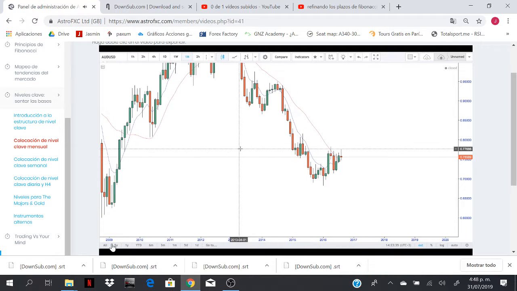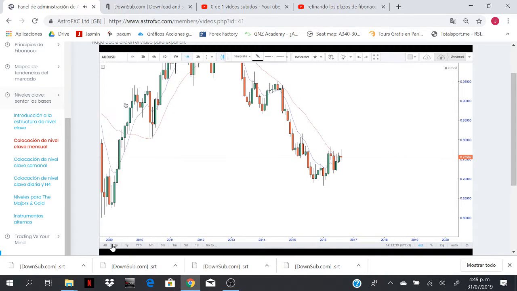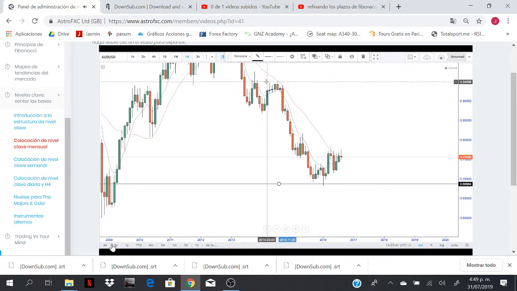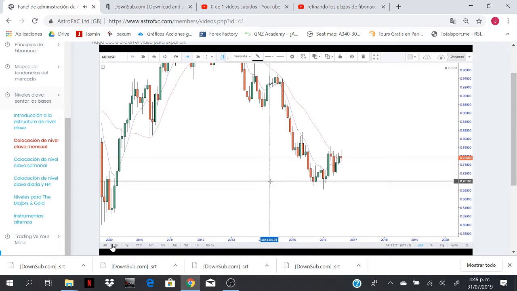So first things first, let's come over to our horizontal line. I always like to keep my horizontal line one of these. We can have it the thinnest or we can have it the one up, and I always like to keep it black. So from my experience, Aussie dollar recently has made a base around 0.7, around here, yeah?